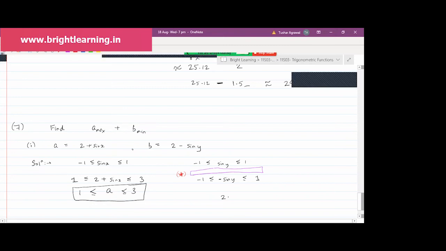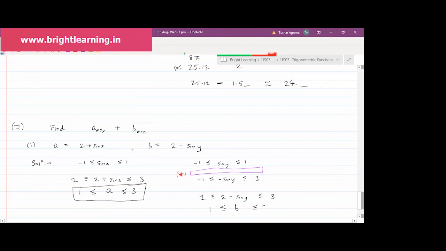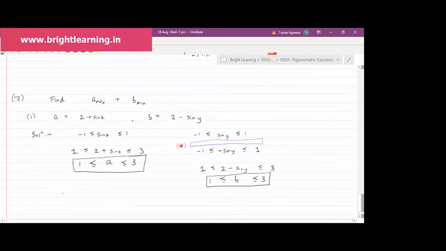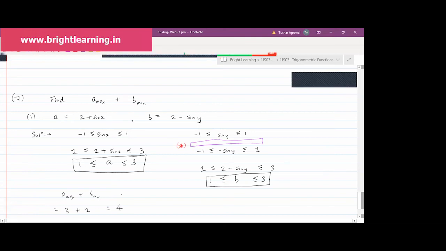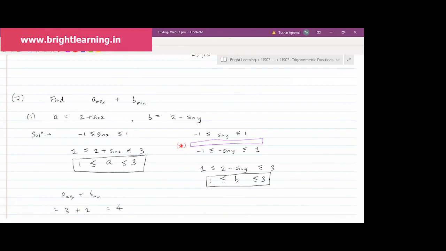So now, adding 2 to all the sides. So this becomes 2 plus 1, 3, and 2 minus 1, 1. So this is B. B lies between 1 to 3. So what is A maximum? A maximum is 3. And B minimum is 1. So final answer will be 4. Any doubts to anyone? No doubts. So next question.